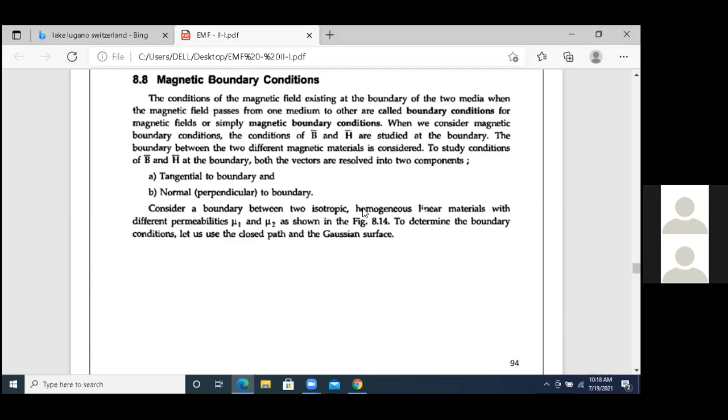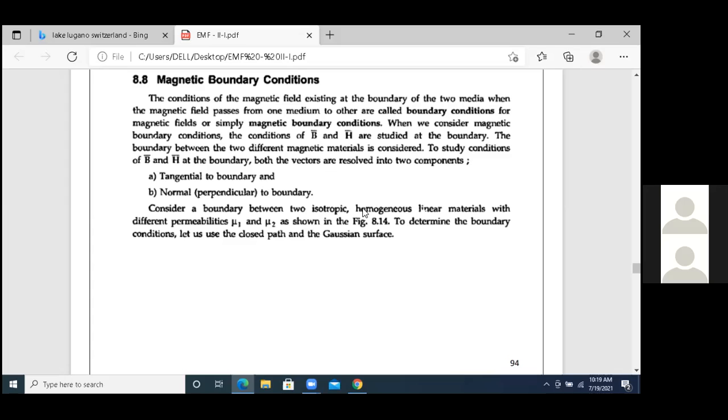Sure, magnetic boundary condition. When we consider magnetic boundary conditions, the conditions of the B field and the H field are studied at the boundary. The boundary between two different magnetic materials is considered. To study the conditions of B and H at the boundary, both vectors are resolved into two components, just like we did in the electrostatic field: the tangential to the boundary and the normal to the boundary.